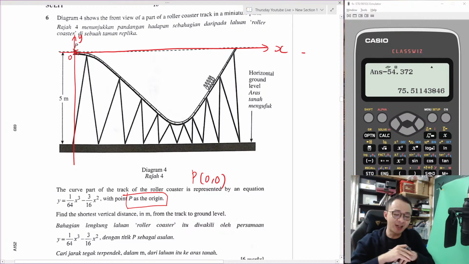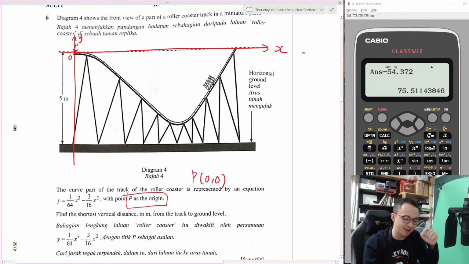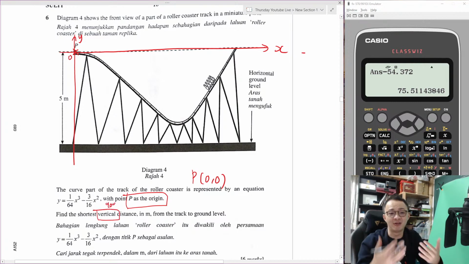Okay, after I draw the x-axis and y-axis already, then what does the question want? Find the shorter vertical distance. Vertical means what? The distance must be 90 degrees from the ground. It's called vertical distance, in meters, from the track to the ground level. So this one is the ground.